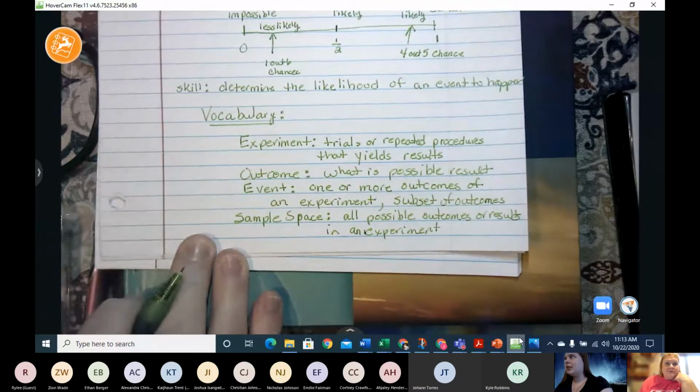Sometimes it's not just simply tossing that coin one time. It might be tossing the coin 100 times, and you have to collect the data for all 100 tosses. The sample space would be what happened for all 100 tosses.